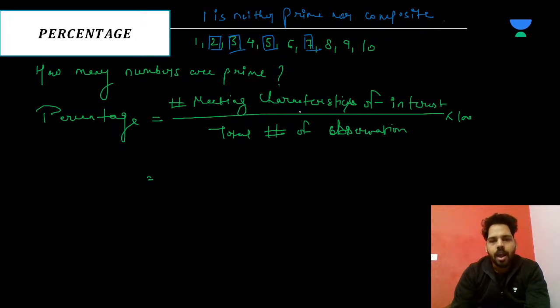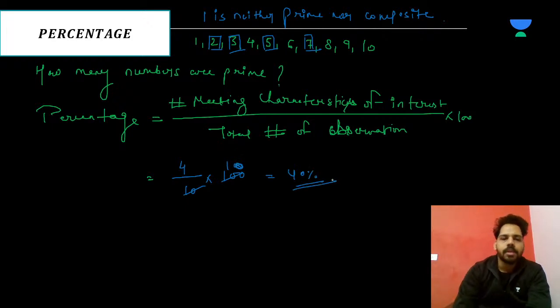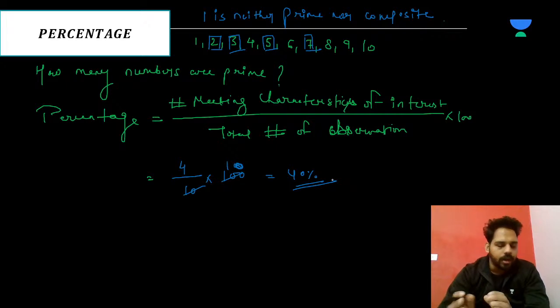Now we are going to solve it. How many numbers are prime over here? 1, 2, 3, 4. 4 out of a total of 10. That means how many numbers are there? 10 numbers, into 100. So definitely we are getting how much? 40% again, because this is 10 times. So 40% of numbers are prime. I hope you understood this concept.